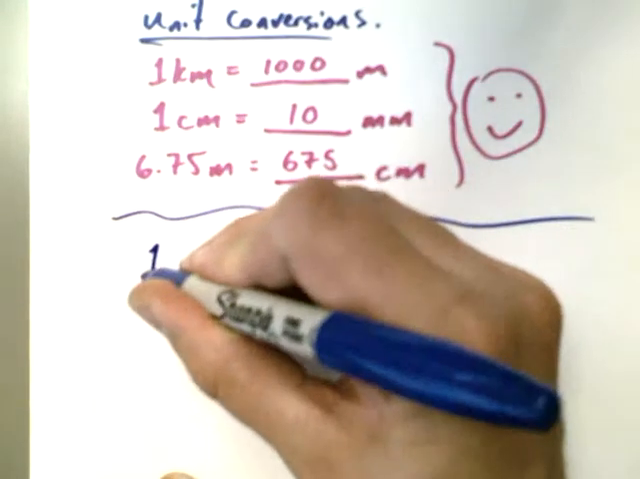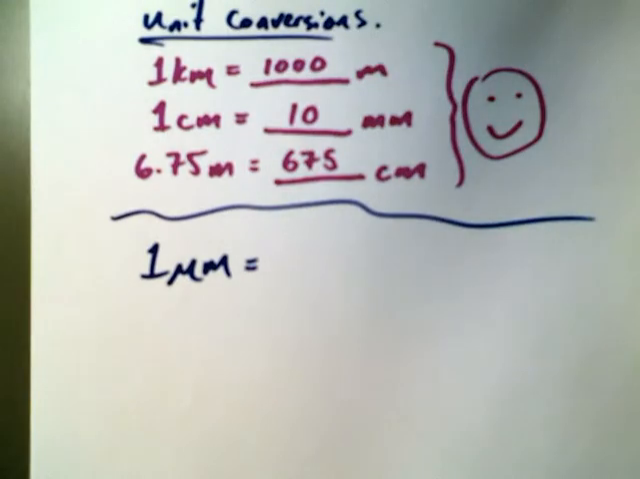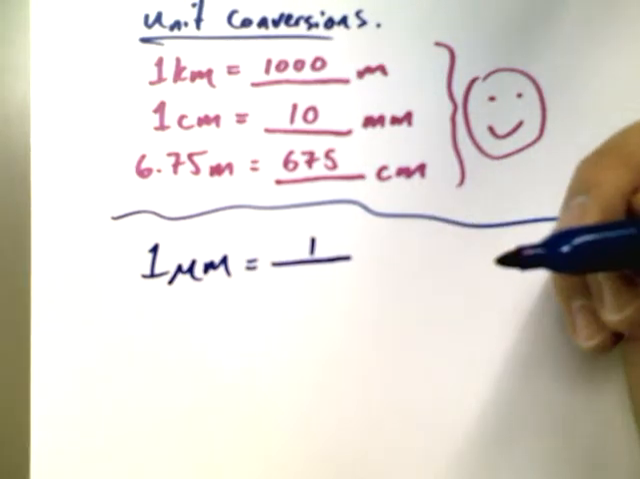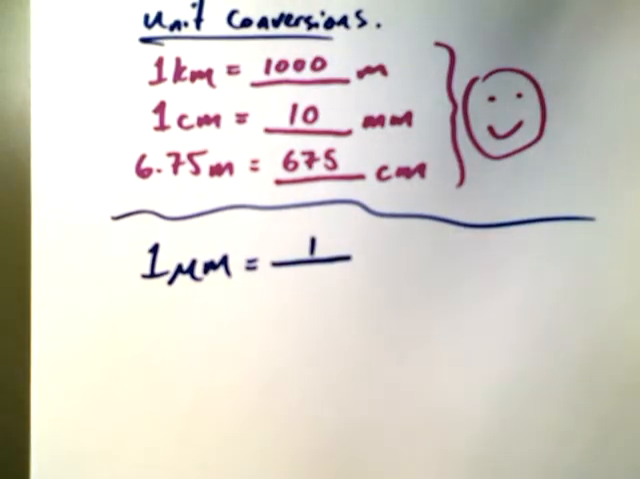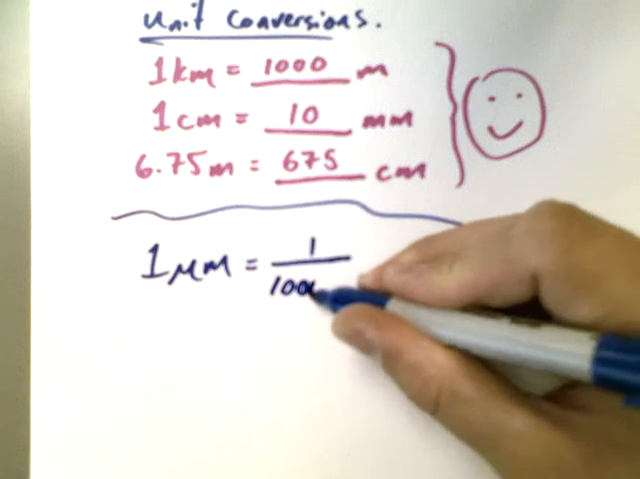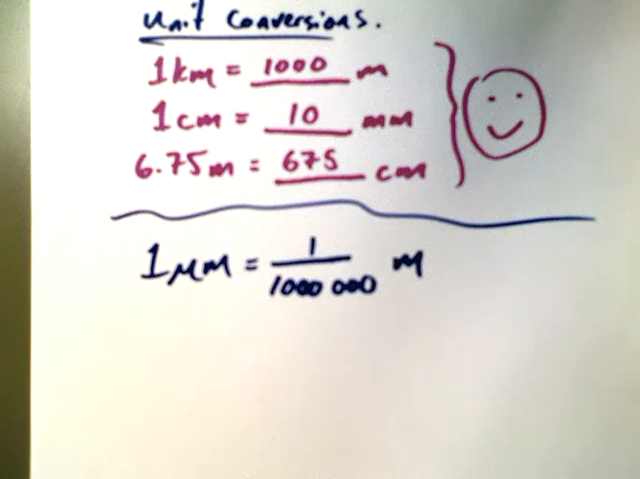Here, let's try this. 1 micrometer is equal to, and I'm going to give you this one for free. 1 micrometer is equal to 1. Now, if I told you a micrometer is equal to 1/1000th of a millimeter, what fraction of a meter would it be? What would its fraction of a meter be? Yeah. A millionth, yeah. So I'm going to write it as a fraction. 1/1,000,000th of a meter. That's the definition of a micrometer.